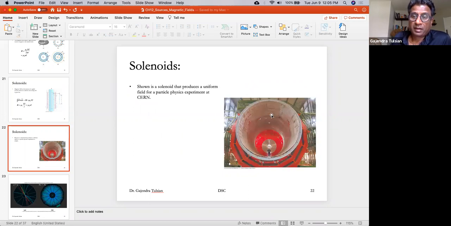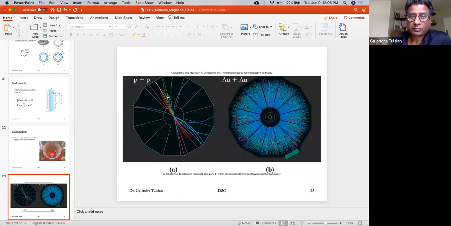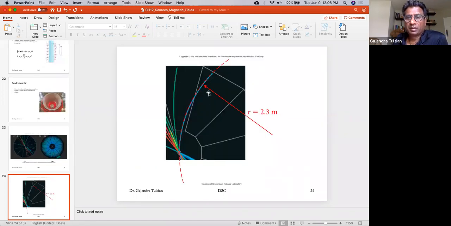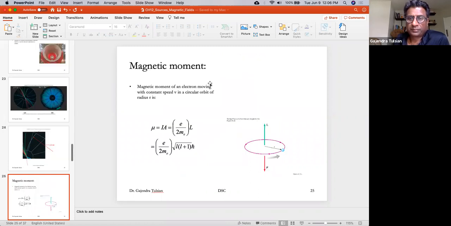Anyway, at UF, there's a group that makes detectors that go into this solenoid. This is the kind of stuff you get when you have proton beams collide. A lot more junk comes out when two gold nuclei collide. So from the radius, you can tell the mass of the particle.